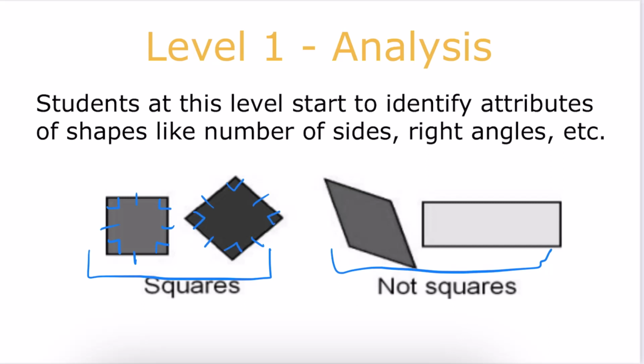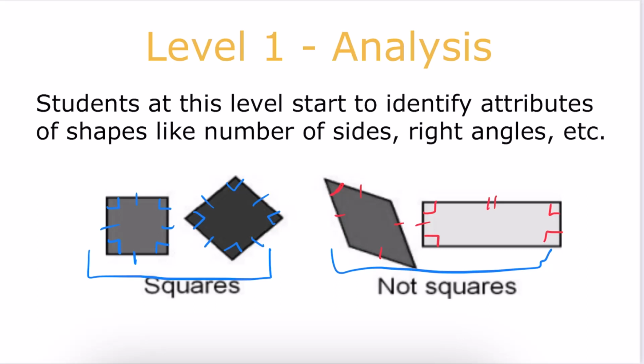And so they're looking at the parts of the shape and using the parts of the shape to identify the shape. And so they'd be able to say these ones are not squares because even though all the sides are the same length, these angles are not right angles. Or these ones have right angles, but the sides are different lengths. And so that's what makes these not squares. And students at level 1 would be able to articulate the difference between these 2 sets of shapes.